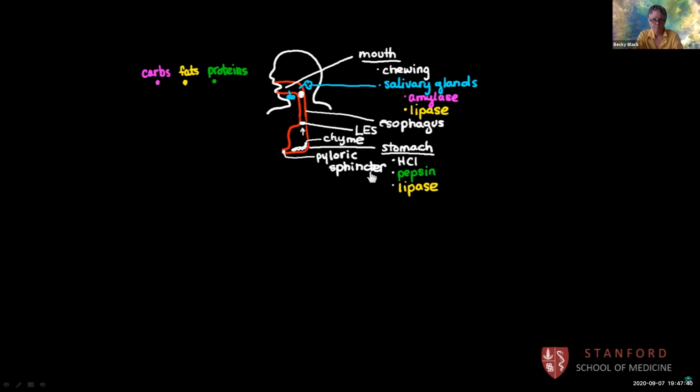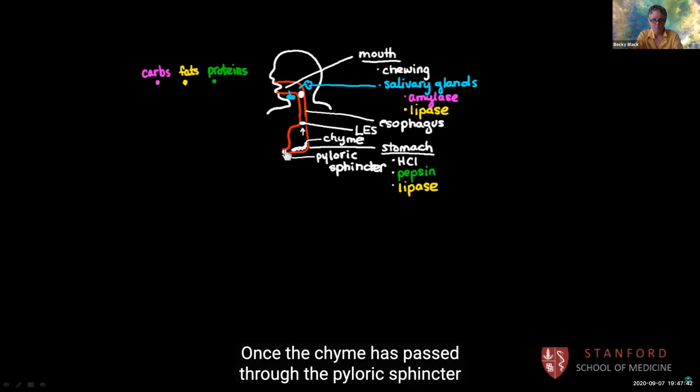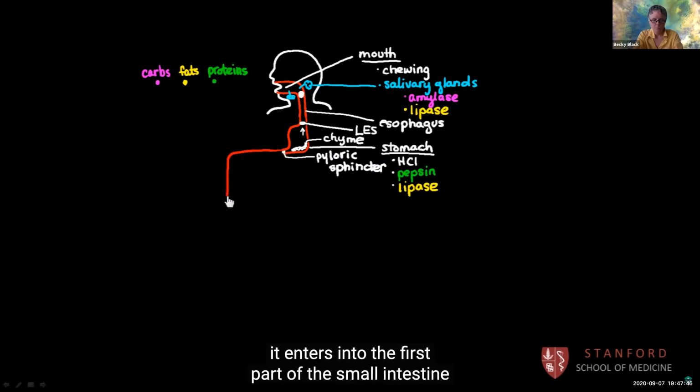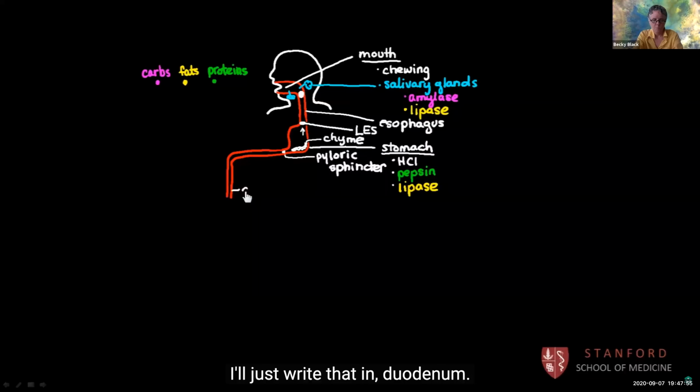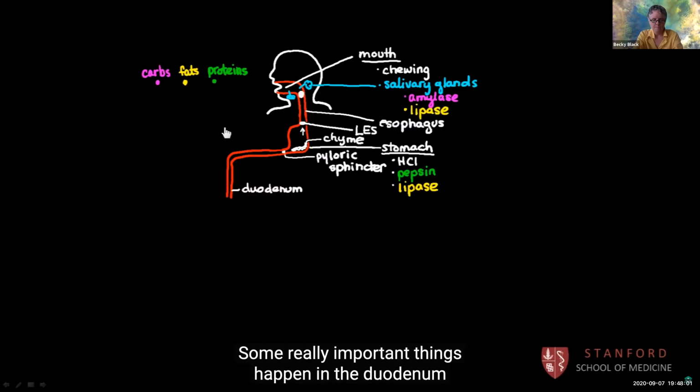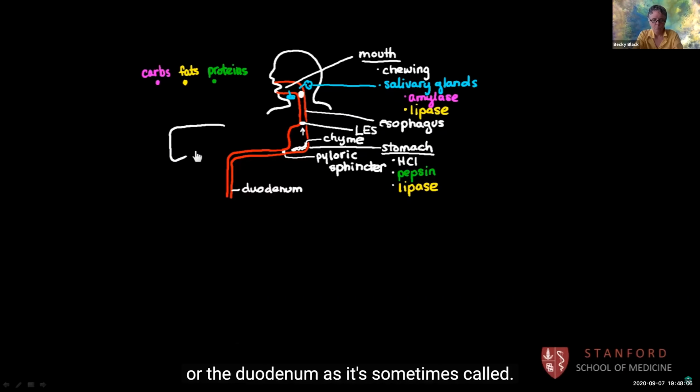Okay, so once the chyme has passed through the pyloric sphincter, it enters into the first part of the small intestine, and that part of the small intestine is called the duodenum. I'll just write that in, duodenum. And some really important things happen in the duodenum, or the duodenum as it's sometimes called.